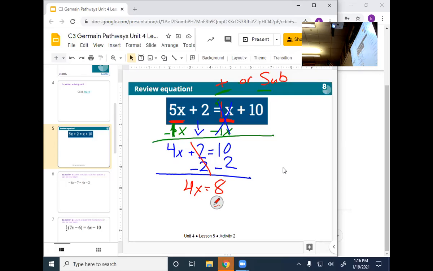Okay, Bridget says, and Alyssa says, and Jaden says that we have to divide. Alyssa went more specific. She said divide by 4. Bridget said the same thing, but she even said divide by 4 on each side. Do we agree? Give me a thumbs up. I happen to agree as well, because this 4 is attached to the x through multiplication. How do you undo multiplication? By, yes, divide by 4.